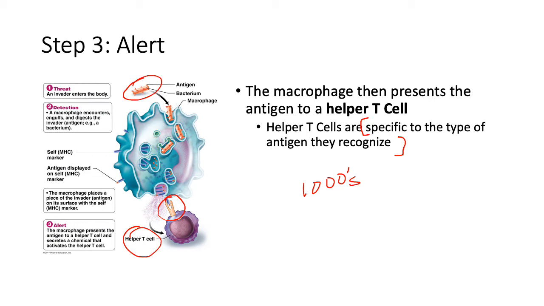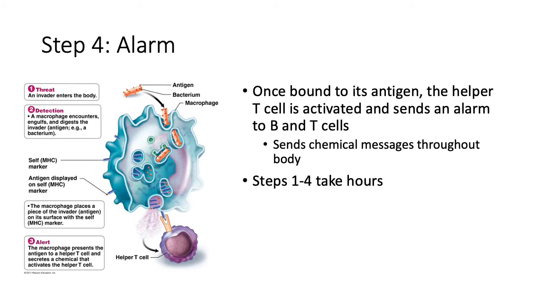So because of that, the macrophage literally has to wander throughout the body trying to find its correct helper T cell in order to mount an alarm. So this can take a bit. Being able to detect and chew up and then release and show these antigens to our immune system can take a bit. However, once this happens, that's when the alarm can be set off that we need to mount an immune response.